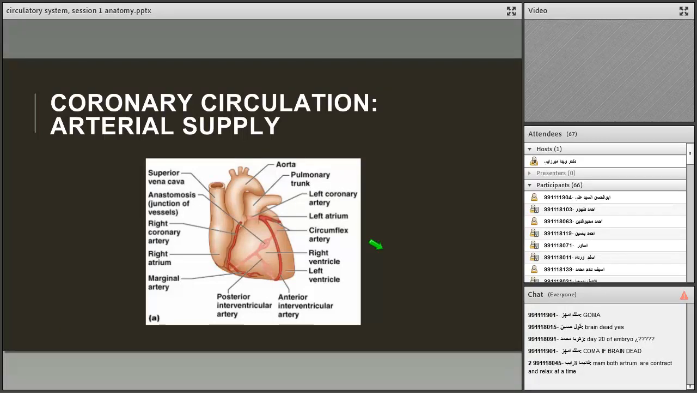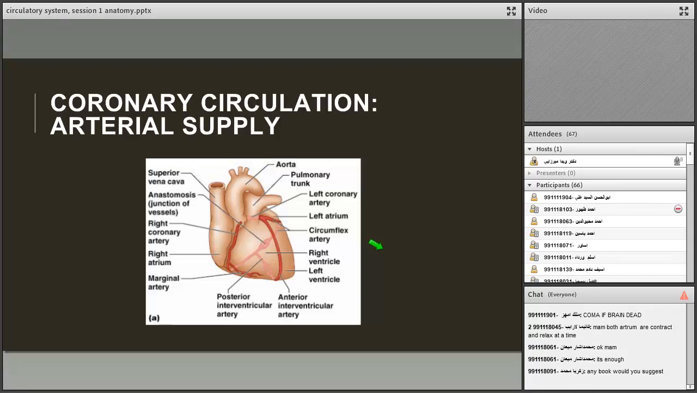I think I said a break, and then we will talk about the other parts. Both atria contract and relax together; atria and ventricles are working with each other at the same time. It's 9 o'clock, have a break until 9:05, and then we will start again.